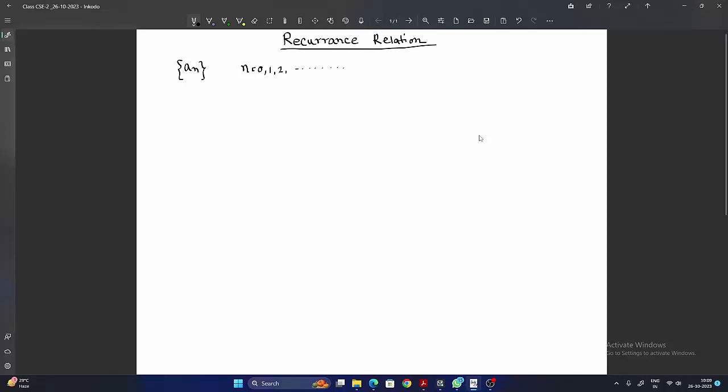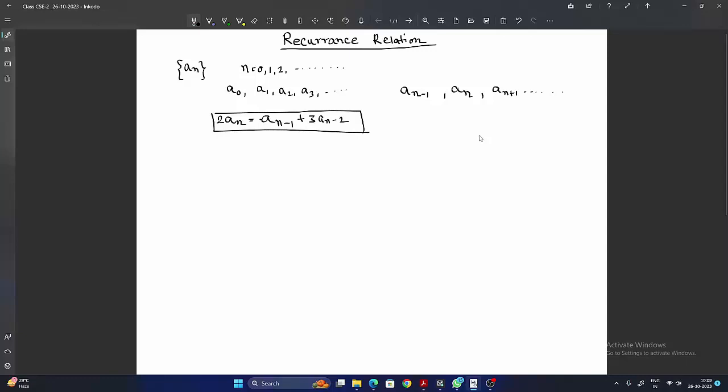And in this an, the terms are a0, then the next term is a1, then a2, then a3, and this way you will get. The n minus 1 term will be a of n minus 1, the nth term is an, and after that you will get a of n plus 1, and then you will continue like this. Now if we take some relation between the terms, suppose 2an is equal to a of n minus 1 plus 3 into a of n minus 2, then you can see that this is a relation between the sequence terms, and this type of relation is called a recurrence relation.